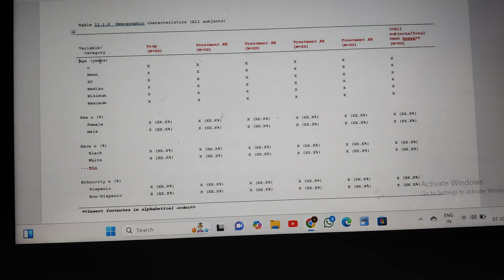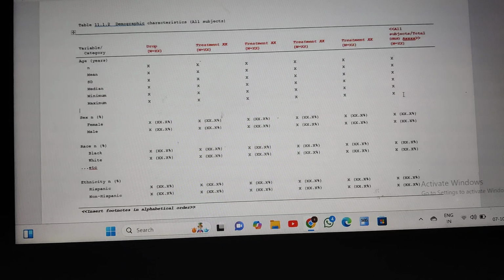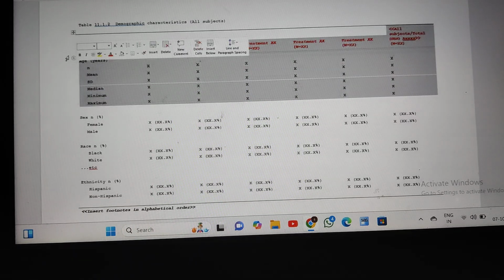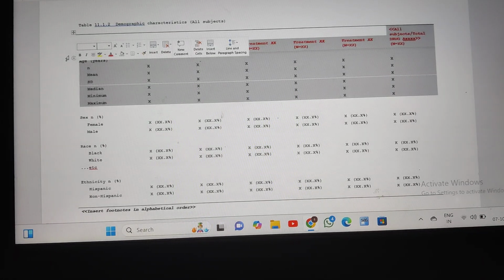Because we have an age variable, we need to get the descriptive statistics for this age variable. Then how can we get these descriptive statistics?